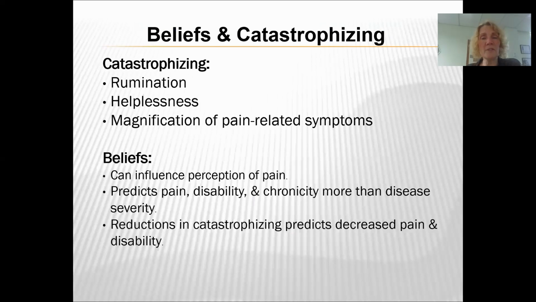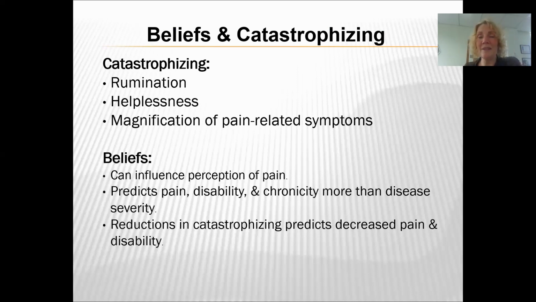So beliefs and catastrophizing, back to what we spoke about a few minutes ago, is that catastrophizing is basically ruminating: constantly thinking through something and repeatedly having thoughts about it, even though they're not really leading to any particular solution, feeling helpless, and magnifying the pain-related symptoms. So this can magnify literally your symptoms. You can actually feel worse as you continue to catastrophize and ruminate. So beliefs can actually influence the perception of pain.